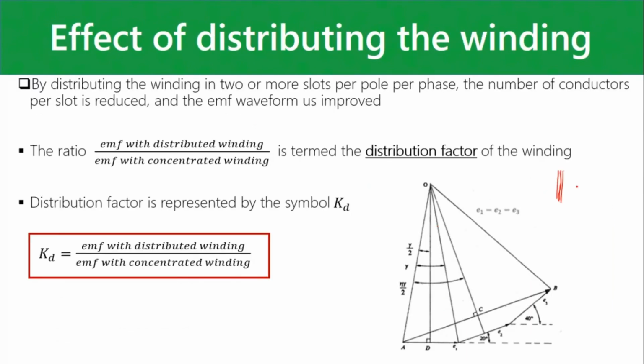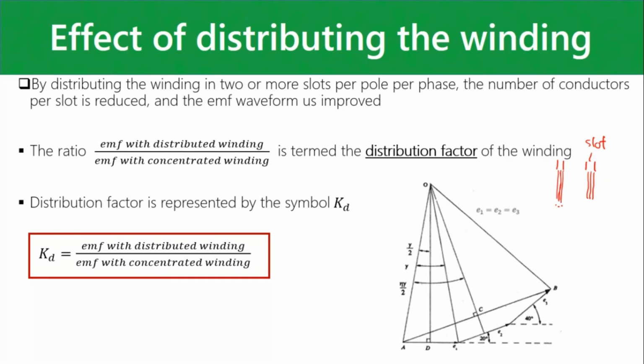So the 3 conductors on the one side of the coil and the 3 conductors on the other side of the coil. If it was a concentrated winding, then all 3 of these would be in one slot and all 3 of these would be in another slot. So that would be a concentrated winding. But if we have a distributed winding, we put these 3 in different slots, and that helps us with heat distribution in the armature, and also improves the sine waveform.